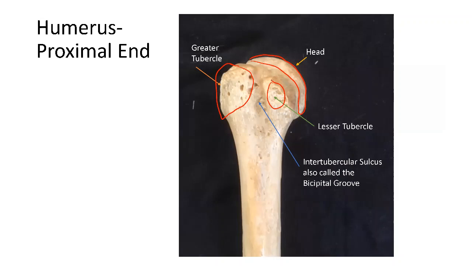The greater tubercle you can see from the posterior, but what's really important here is this groove that goes between the two tubercles. The fancy name is the intertubercular sulcus, but a lot of people have a hard time with that. So you may also call it the bicipital groove. That is because the long head of biceps brachii goes through there. So bicipital, biceps. That's why it's called the bicipital groove at the proximal end.